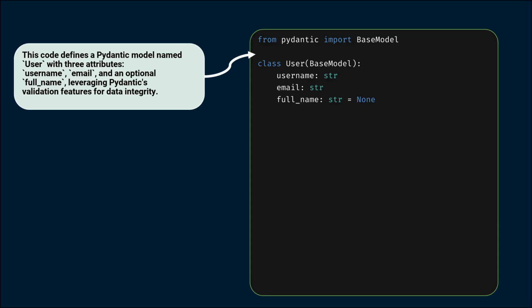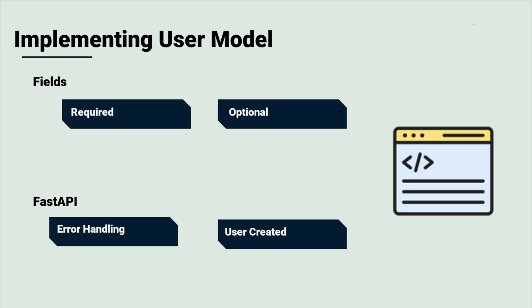Next, we'll implement an endpoint that utilizes this user model to create new users effectively. In this example, we're going to define a user model with three attributes. Now, the username and email are required fields, while the full name is optional. What's cool about FastAPI is that it automatically validates incoming requests to ensure they conform to our model structure. So, if a user sends a request with missing or invalid data, FastAPI provides a clear error message, which is super helpful and means you don't have to write a ton of boilerplate code yourself.